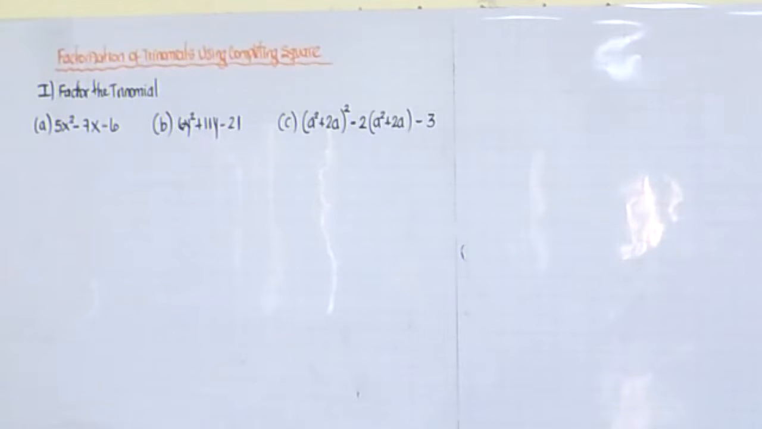Okay, welcome everyone. I hope you're doing well. Today I'm going to continue factorizing the trinomials using the completing square method. In this case we have three different trinomials. The first one, 5x squared minus 7x minus 6. The second one, 6y squared plus 11y minus 21. And the last one, parentheses a squared plus 2a, second power, minus 2 parentheses a squared plus 2a minus 3, okay?